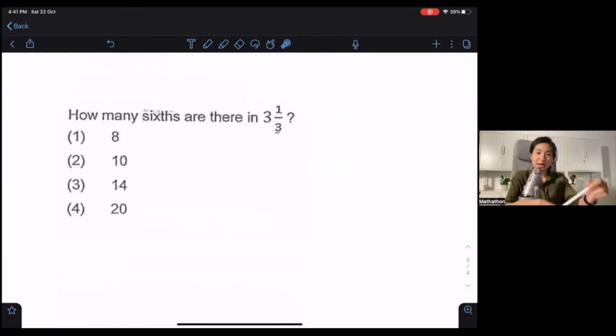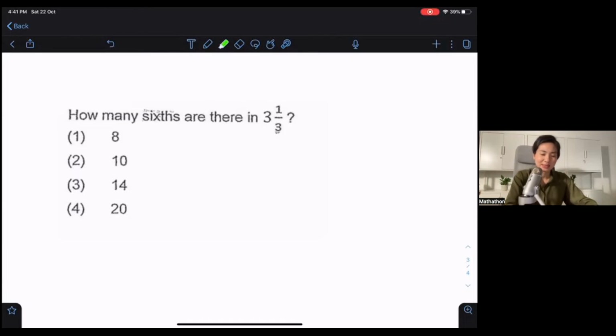Okay, now we have this question. How many 6ths are there in 3 whole 1 out of 3? Guys, this is a very common exam question. You got to know how to do it. Once you know how to do it once, you will know how to do it all the time, okay? Do remember how to do it. I can't emphasize it any more. Alright, okay. So here, very simple.